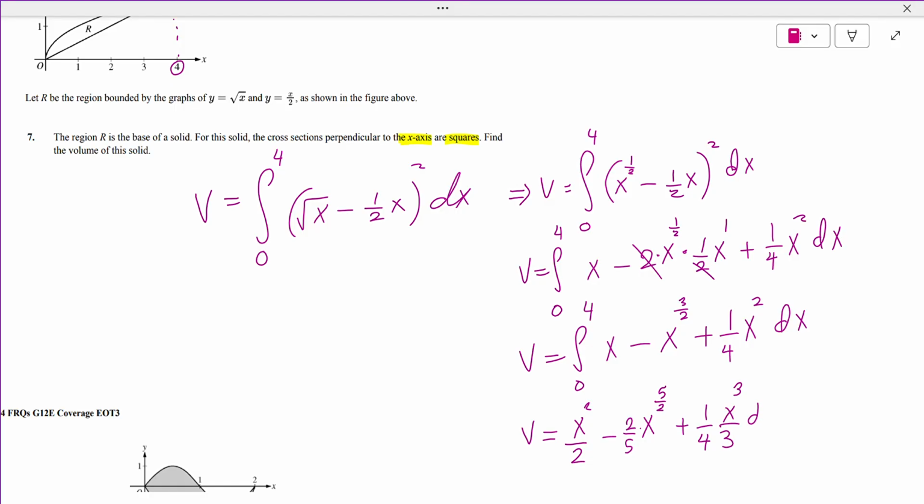There is no dx, we just did the integral, evaluated from 0 to 4. And if you evaluate this one for 4 and then minus the evaluation at 0, you are going to end up having 8 over 15. So the answer is 8 over 15.